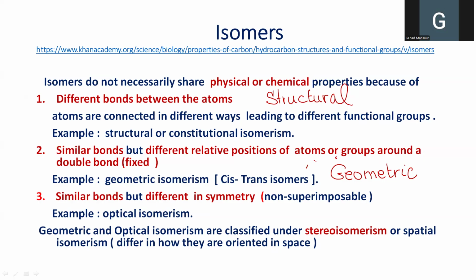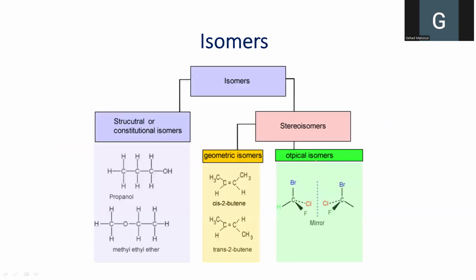We will see on the next slide the difference between the two, why it is called optical isomerism, and what the medical applications of optical isomerism are. So again, here we have the isomers, and they are divided into structural isomers, or constitutional isomers, and stereoisomers. And the stereoisomers are divided into geometric and optical isomers.